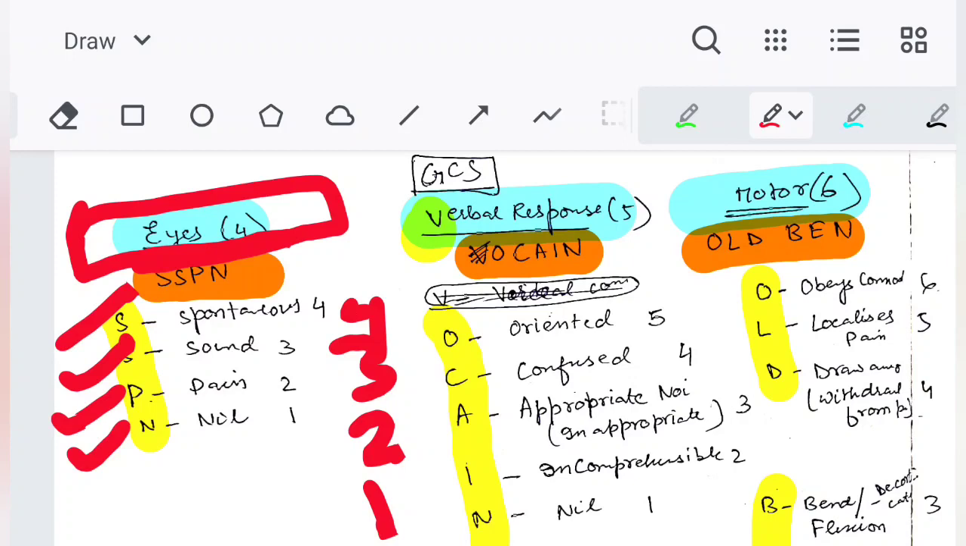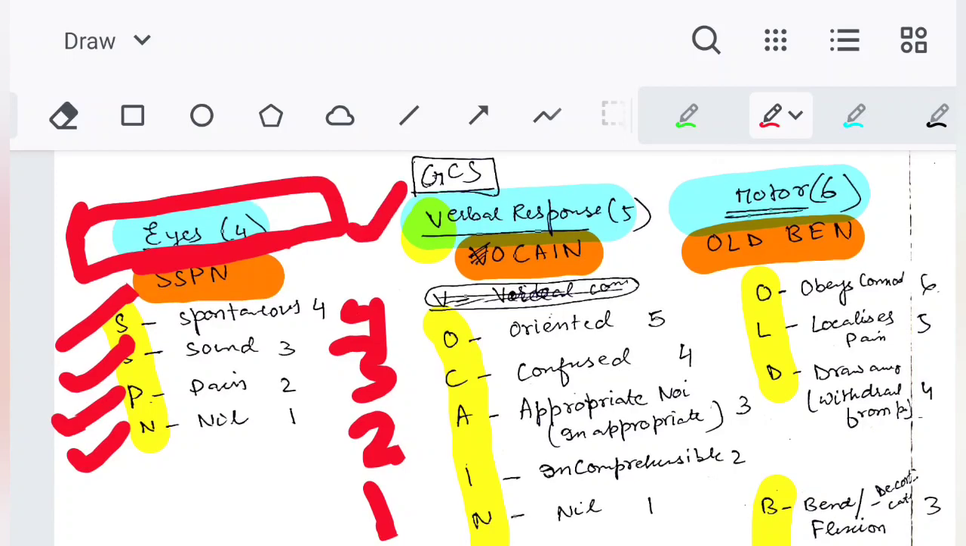So let's repeat once again. First is spontaneous eye opening. Second is eye opening to sound. Then eye opening to pain. Then nil, that is no eye response is there.